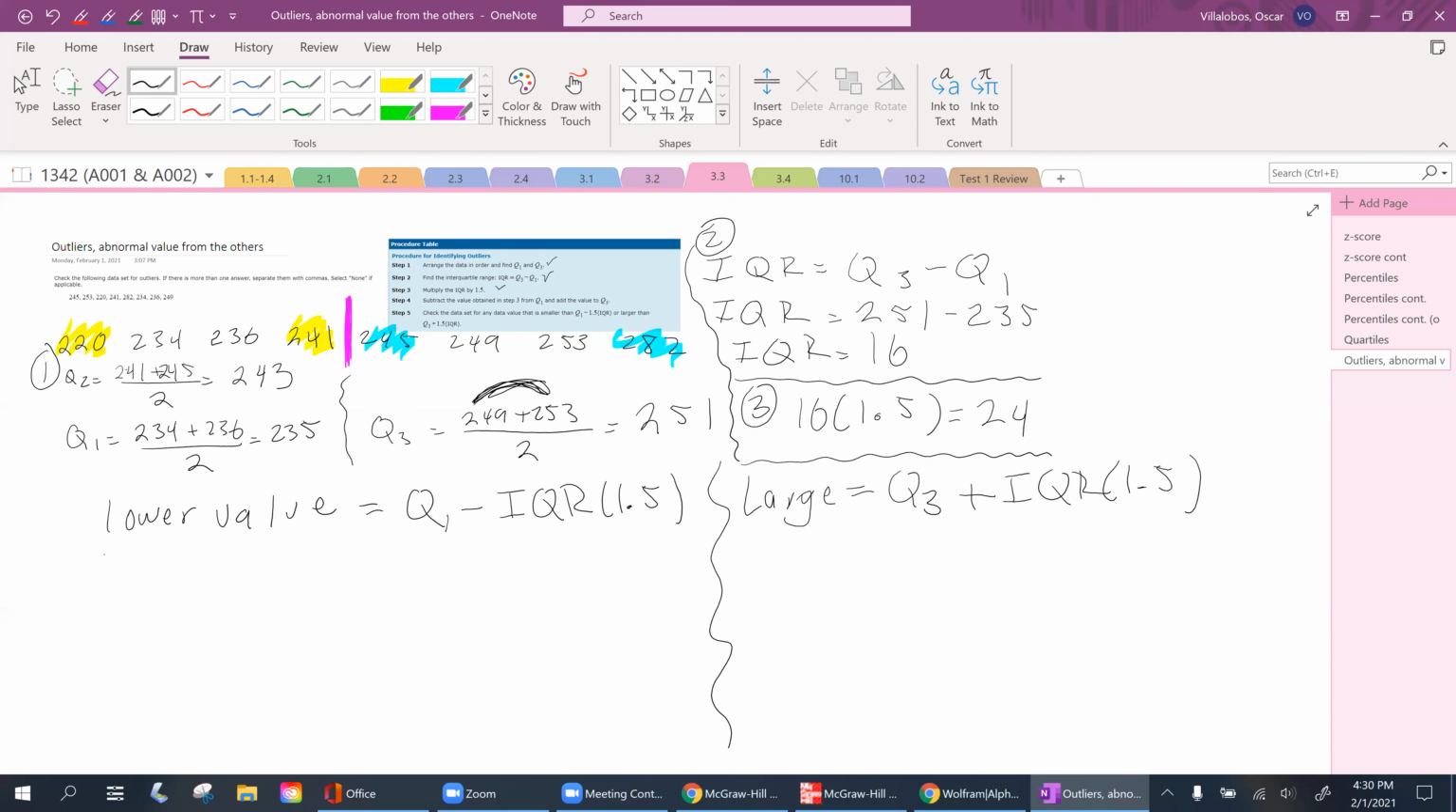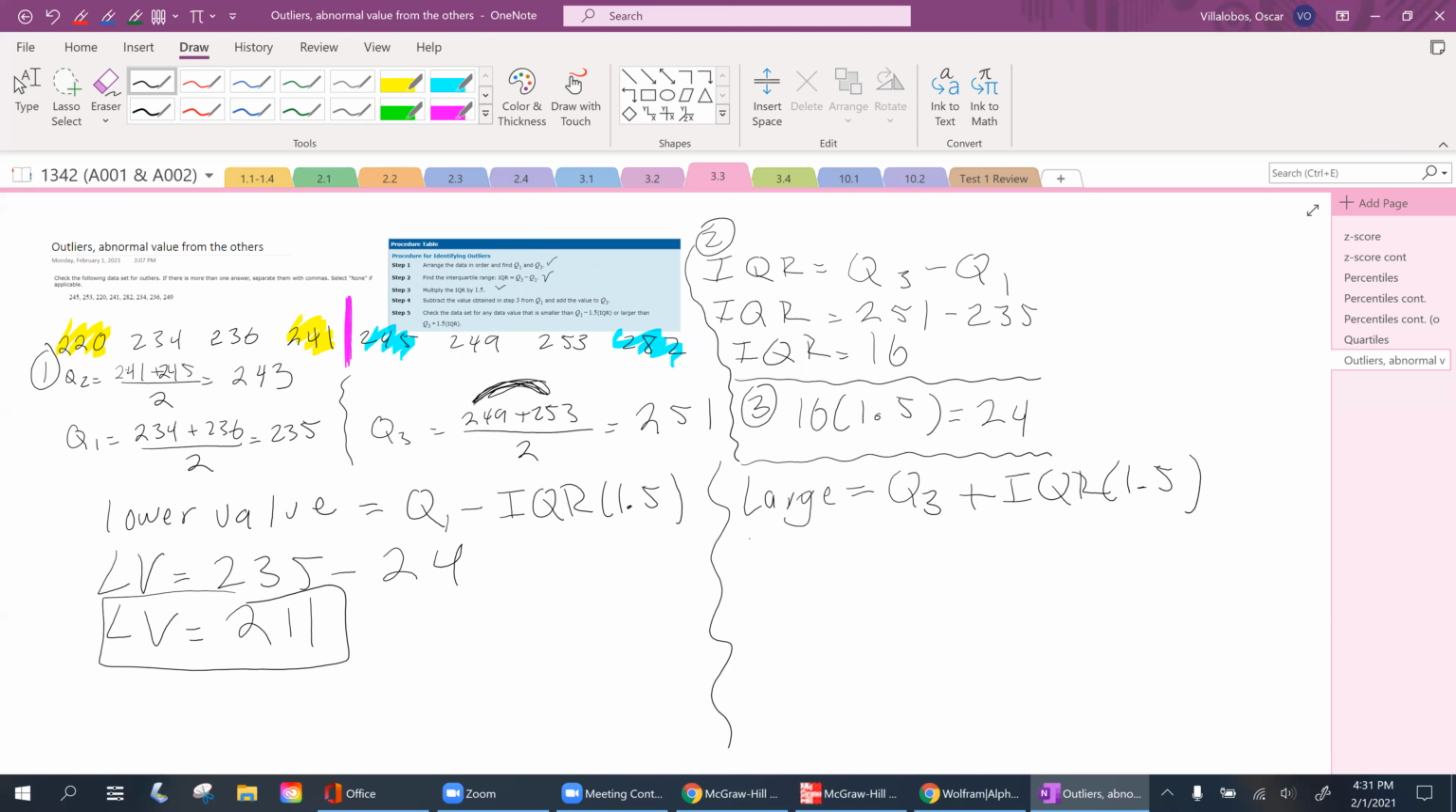So let's go ahead and find that. Let's find my lower value, which is Q1, which is 235, minus IQR times 1.5. That was 24. So that means my lower value is going to be 235 minus 24. That's going to give me 211. I'm going to hold on to that. So that's going to be my lower value.